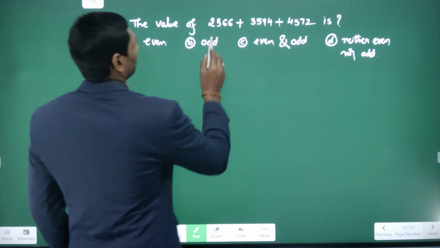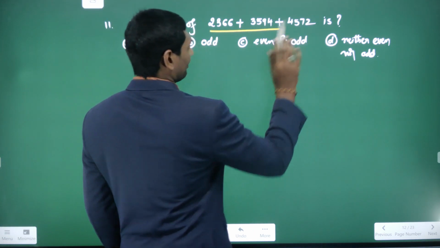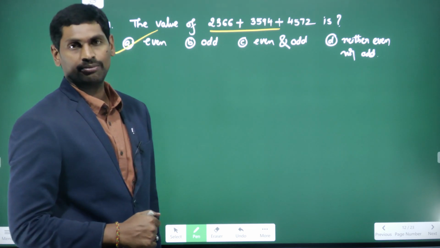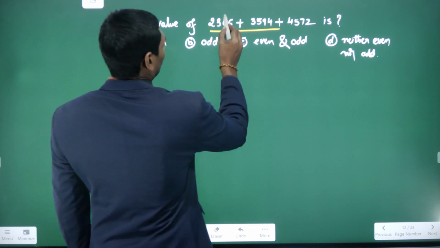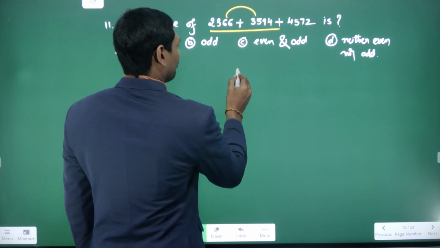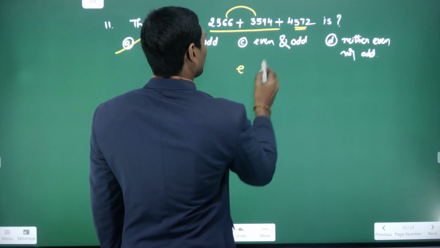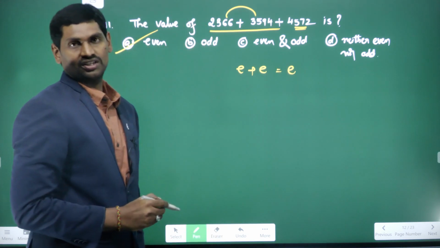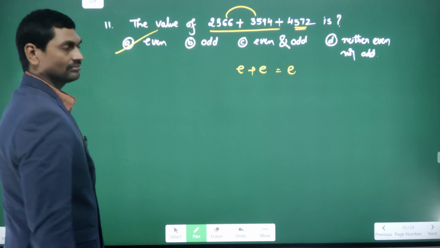See here, the first two are even numbers. All are even numbers. Simply we can say the answer is even. Am I right? See here, the sum of the first two even numbers is even. The third one is also an even number. So even plus even becomes an even number. So the answer is even.